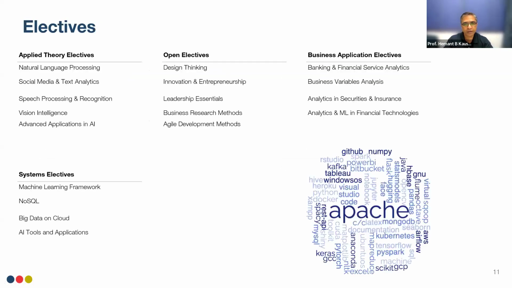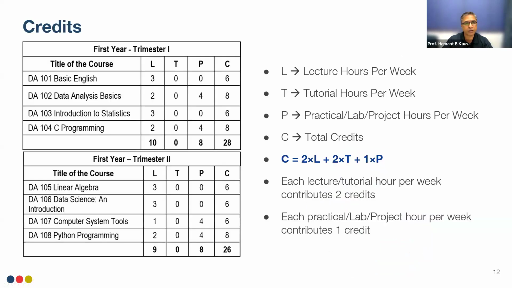These are the bucket of electives. So you can see there are a large number of electives, from applied theory, some are open electives, from business applications, from systems. So many electives will be made available to you starting from your third year.